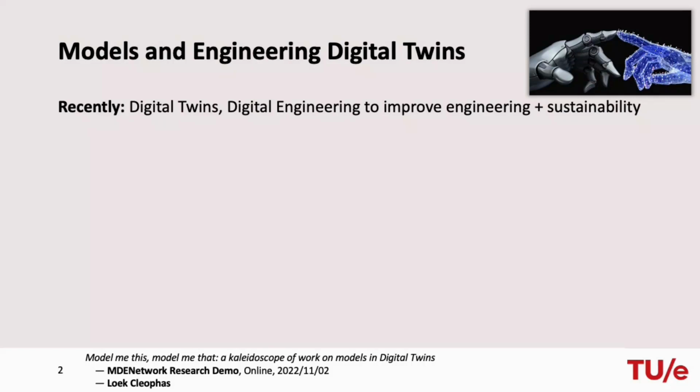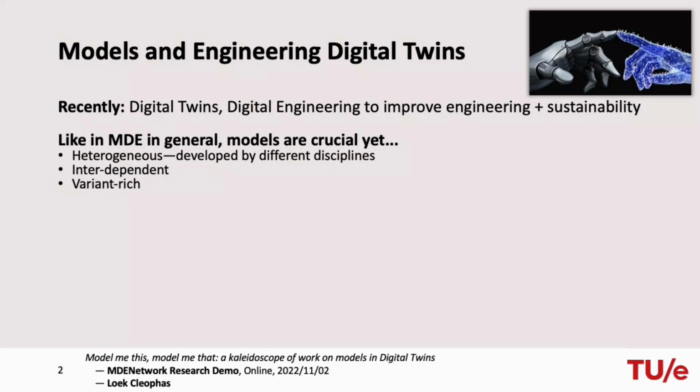And the overall idea is that digital twins and digital engineering are used to improve engineering and sustainability of engineering high-tech systems and production systems. Like in model-driven engineering in general, models there are crucial, but again heterogeneous, so they come from different disciplines: software engineering, electrical engineering, mechanical engineering, and hence they are also interdependent. If I make a change in a mechanical engineering model, that might affect certain parts of the electrical engineering model as well, and certain parts of the software model as well.